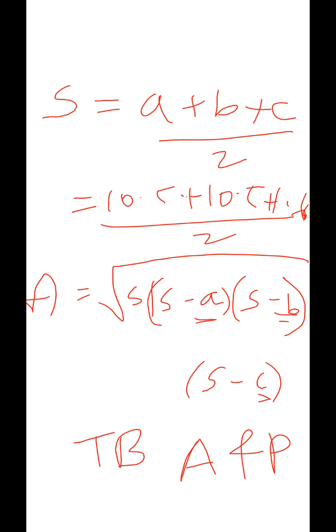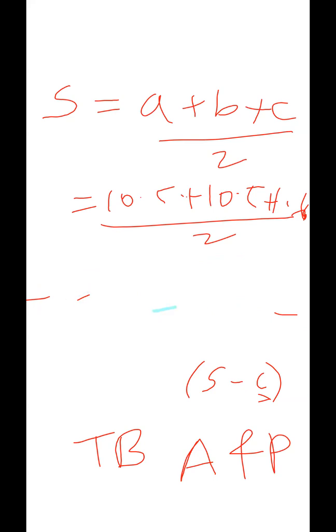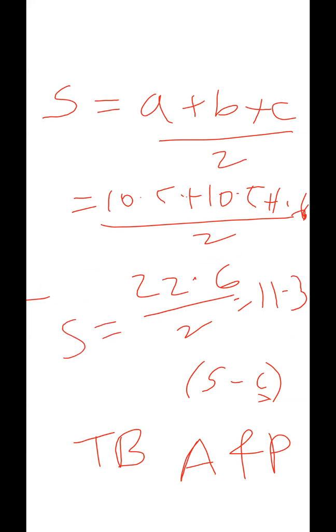Okay, 10.5 plus 10.5 will give you 21. 21 plus 1.6 will give you 22.6. So the semi-perimeter will be 22.6 upon 2, which comes out to be 11.3. So you are getting the semi-perimeter as 11.3.